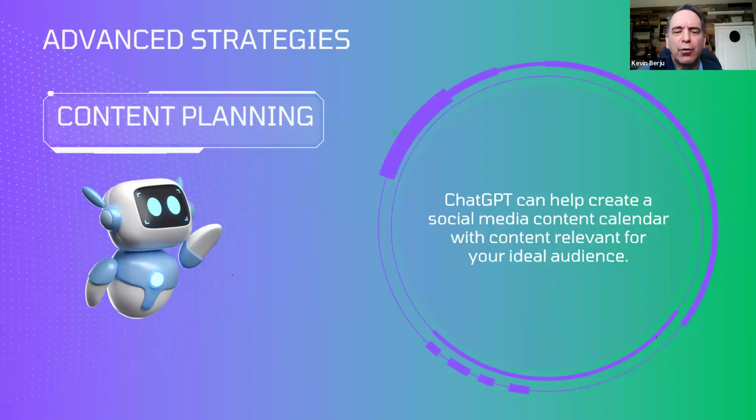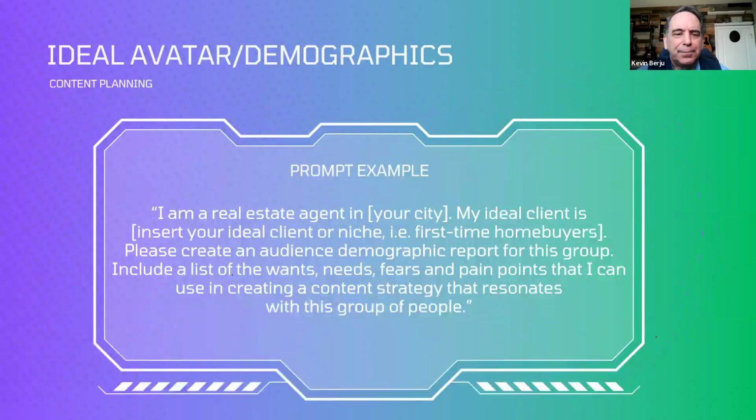ChatGPT can help create a social media content calendar with content relevant for your ideal audience. Okay, so here's more it can do. Does anyone ever struggle with what to post, when to post it on social media, which social media to post it on? Well, Chat can help with all of that. It can create a calendar. So all you have to do is follow the calendar and you'll know what to post, when to post, and it'll help you write all of that. So let's take a look and see how it does that.